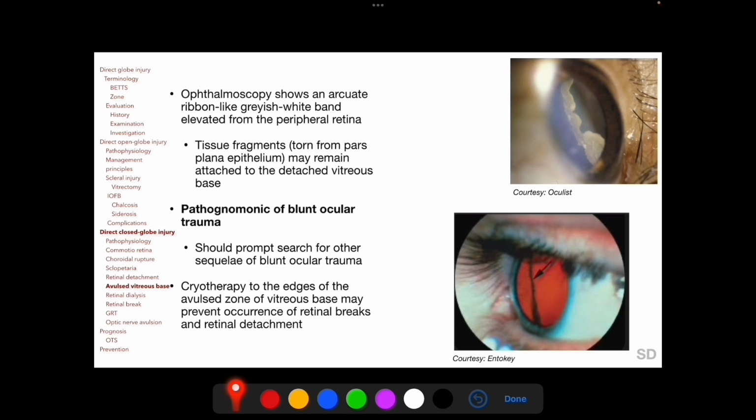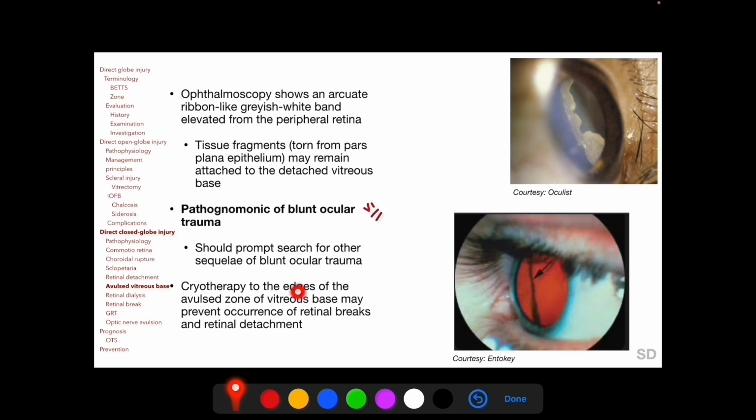On ophthalmoscopy, avulsed vitreous base appears as an arcuate ribbon-like grayish-white band elevated from the peripheral retina, as seen here in these two photographs, and tissue fragments from pars plana epithelium may remain attached to the structure. Avulsed vitreous base is pathognomonic of blunt ocular trauma, and this is important to remember. And presence of avulsed vitreous base in an eye should prompt search for other sequelae of blunt ocular trauma.